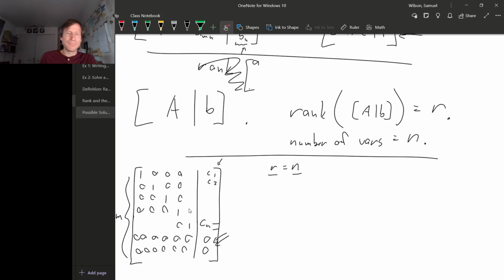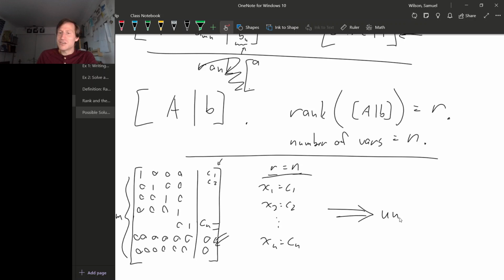But if we read off what this reduced row echelon matrix says about our solutions, it says that x1 is equal to c1, and x2 is equal to c2, and so on, all the way down to xn equal to cn. So if the rank is equal to the number of columns, then there's no choice in what values your variables have to take on, and that means, as a result, there's a unique solution.